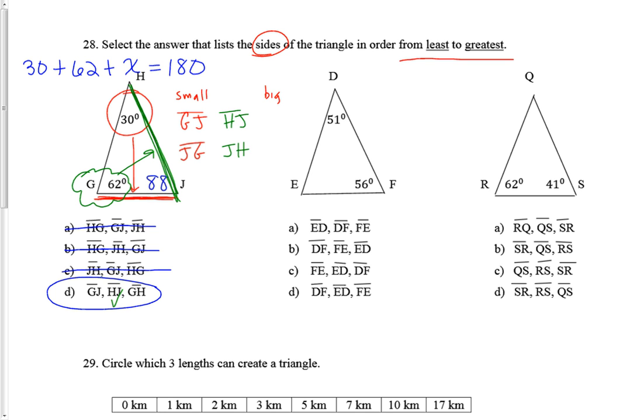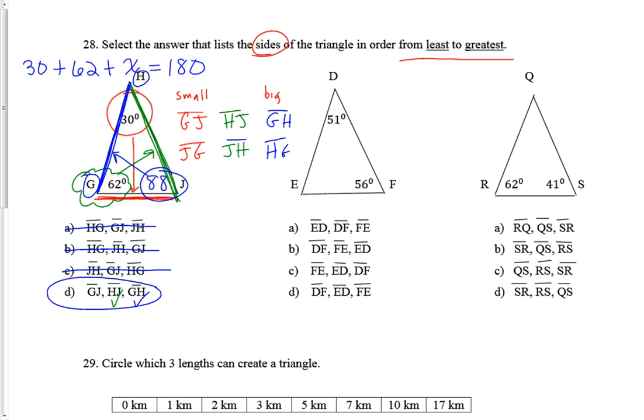And finally, I have my largest angle, and across from that is my longest side. This side is called GH, so GH is the big side. It could be called HG. So I want to make sure that is right there.